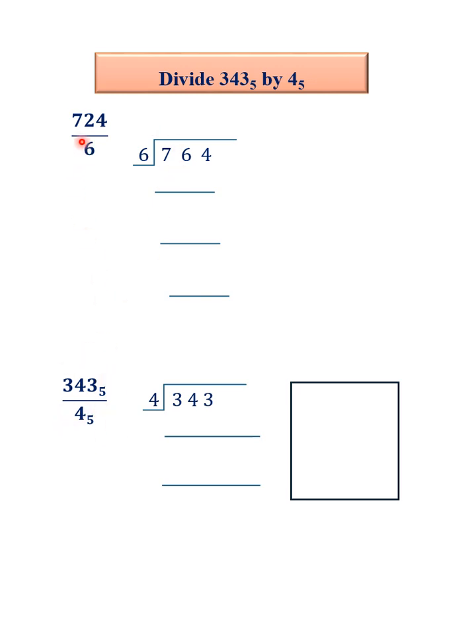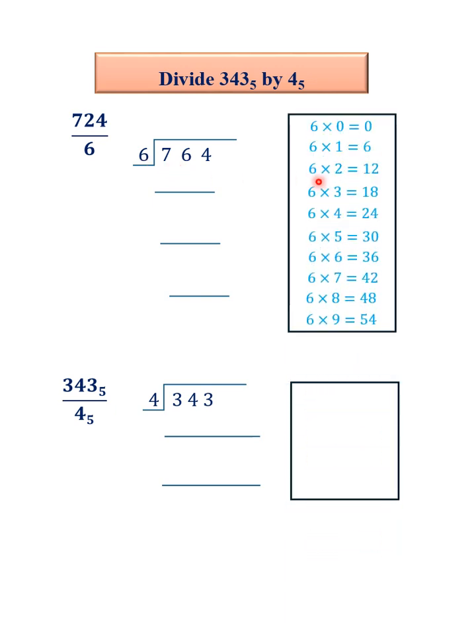So if we are normally given this 724 divided by 6 to divide in base 10 through long division, we form the long division in this order: 724 divided by 6. To solve this, we are going to write down the 6 times table here, where we have 6 times 0 is 0, 6 times 1 is 6, 6 times 2 is 12, 6 times 3 is 18, 6 times 4 is 24, 6 times 5 is 30, 6 times 6 is 36, 6 times 7 is 42, 6 times 8 is 48, and 6 times 9 is 54.